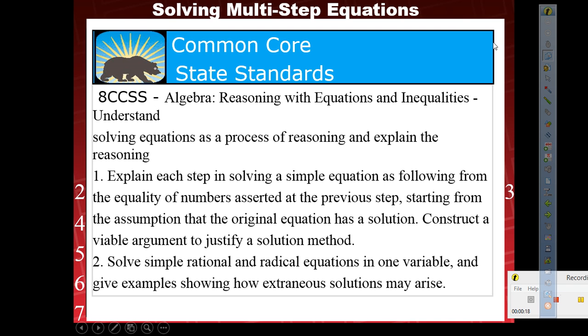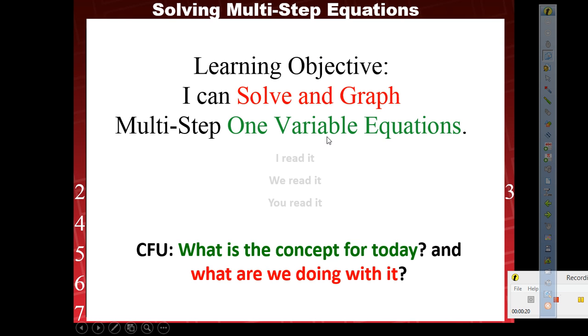However, we know that our objective, check this out, look from before to now. What changed? I can solve and graph multi-step one-variable equations. We're showing one-variable equations. The only thing that changes today is that it's going to be multi-step. So now we're going to get into funner stuff. So hold on to your horses.